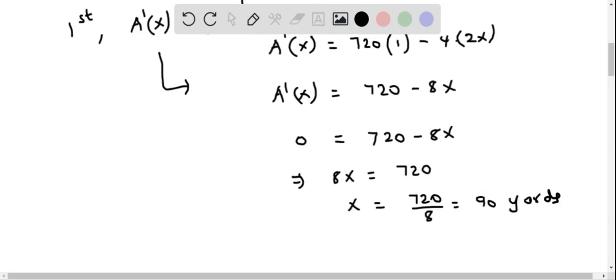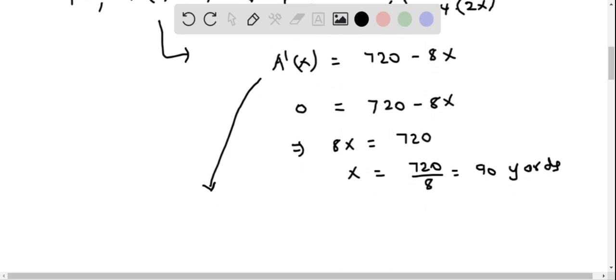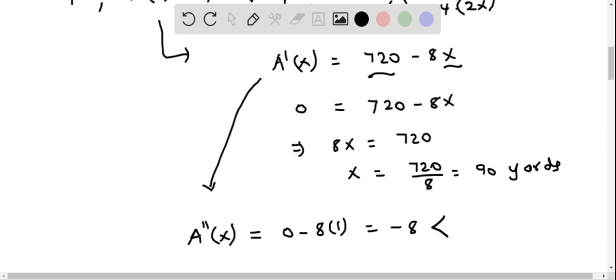So for that, we have to do the second derivative test. We find the second derivative of the area function. I consider A prime of x and find its derivative, which gives the second derivative. So we write A double prime of x, and this equals the derivative of 720, which is a constant, so it becomes 0, minus 8 times the derivative of x, which is 1. So it is basically 8 times 1. And this gives negative 8. And this is always less than 0. Also, it is independent of x.